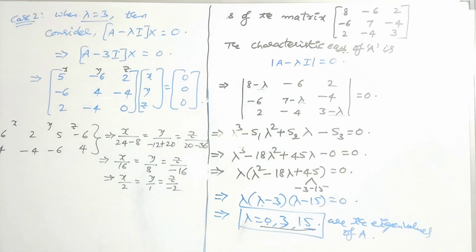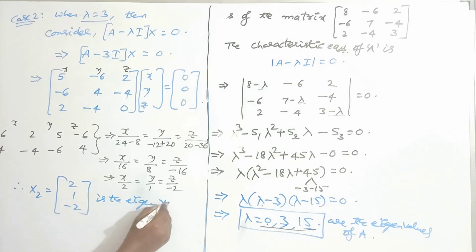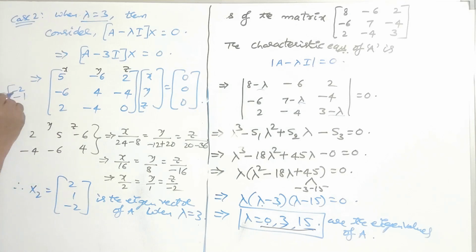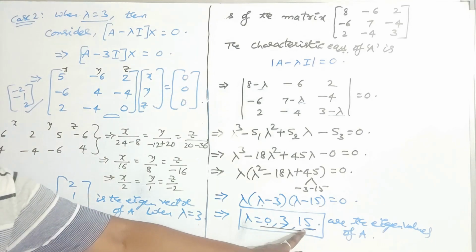So the respective eigenvector, you can denote it with x2, is 2 1 minus 2, the eigenvector of A corresponding to the eigenvalue 3. Okay, if anybody got the eigenvector as -2, -1, +2, then it is also right. Don't forget it, because this homogeneous system has an infinite number of non-zero solutions. That's why. Okay, look at case 3.